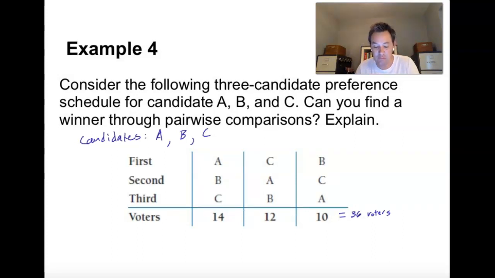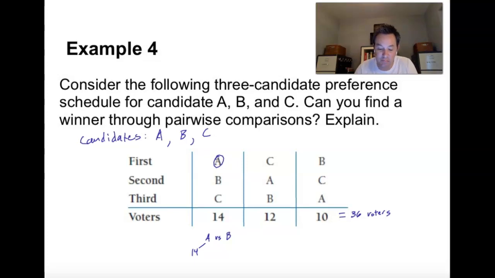And so what we need to look at is all the possible head-to-head combinations. Let's start with A versus B. The way this works is you look at each column, and whoever is ranked highest in that column wins all the votes in that column. So looking at column 1, A is ranked first above B. So A gets all 14 of those votes.